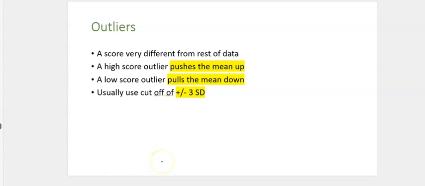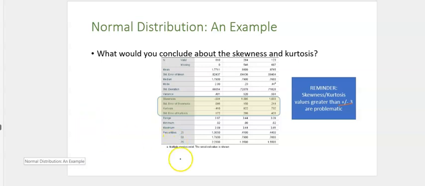An outlier is a score very different from the rest of the data. A high score outlier pushes the mean up. That is normal because the outlier influences the mean value. A low score also influences the mean value, in the opposite way. So usually we use the cutoff of plus or minus 3 for extreme outliers. Here is one example about outliers.